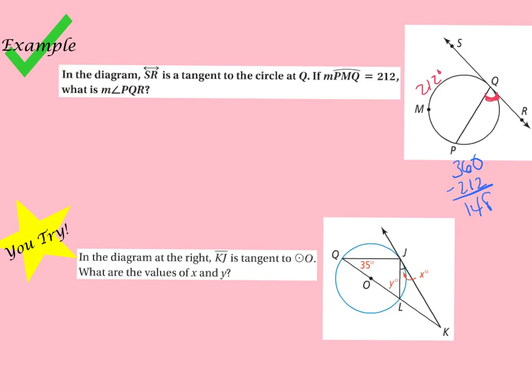So this here is the rest of that circle. It's 148. Now, I told you that if you have an angle that looks like this, where it's like half in and half out of the circle, then we need to take this and cut it in half. So my answer is that the measure of angle PQR is 1/2 of this 148, which is 74 degrees.